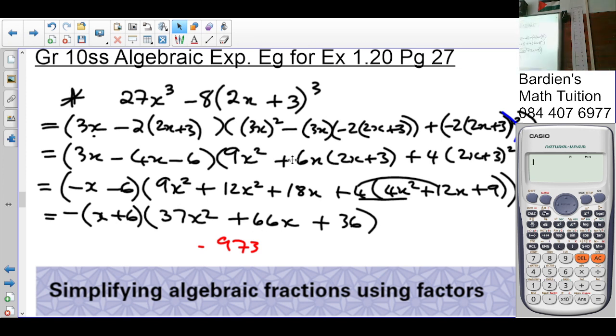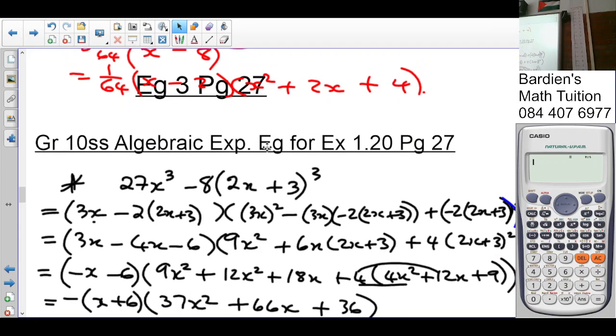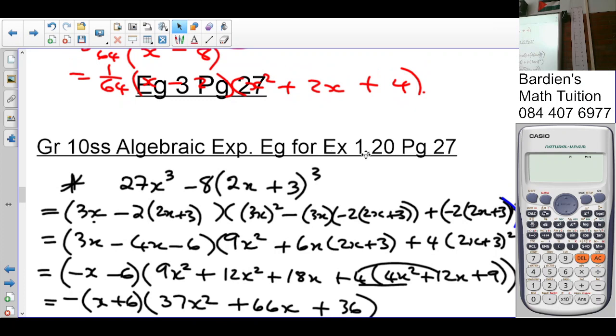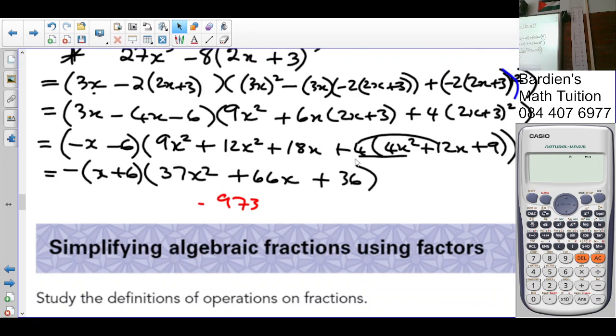Okay, and this question was to do with exercise 1.20, number 1S. We couldn't do that question, so that is just to enhance the examples for that exercise. Okay, I'll stop the video at this point. With this, you should be able to do the first column for homework for tomorrow in exercise 1.20 on page 27.